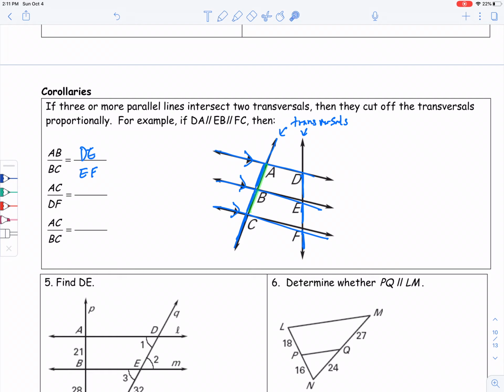AC over DF. You can set up multiple here, but one of them you can set up would be AB over DE. Another that you may be able to set up here, you can see BC and EF.